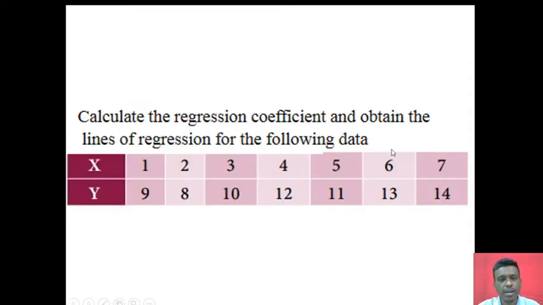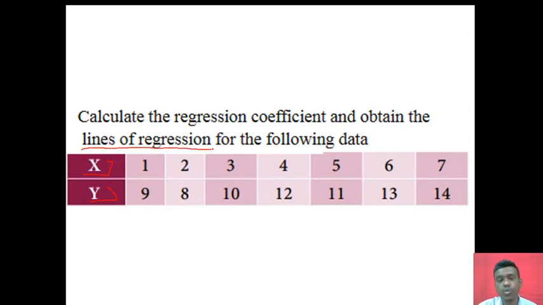So today's problem goes like this. Calculate the regression coefficient and obtain the regression lines for the following data. Now the data has been given here, x values are there. Also we have a set of y values, and you have to find the regression coefficient. Whether they have asked us x on y or y on x, which regression lines they have asked? In fact they have asked both, because they have mentioned, see here, lines of regression.